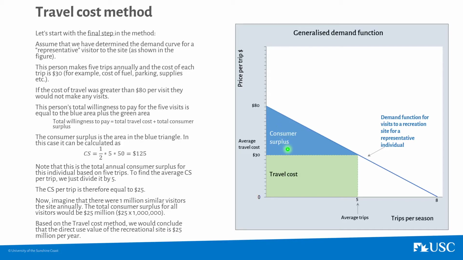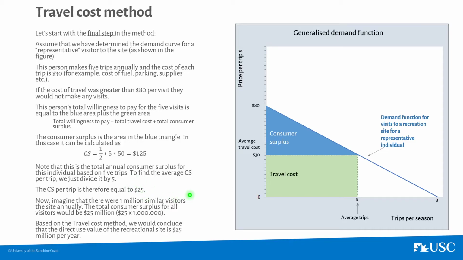So we're interested in, well, what is the average consumer surplus per trip? Now we can just divide that by 5 because they made 5 trips. So 125 divided by 5 is equal to 25. So on average, this representative individual is getting $25 of consumer surplus. That is what we're saying, this additional value of the site.